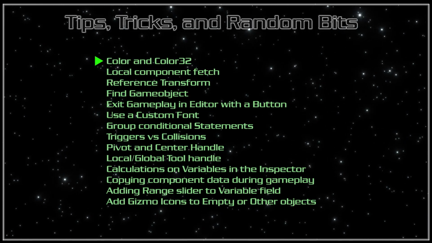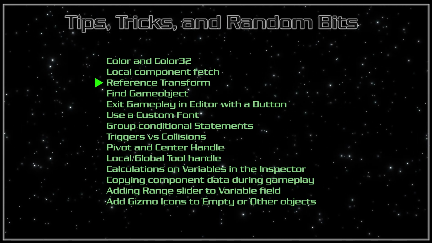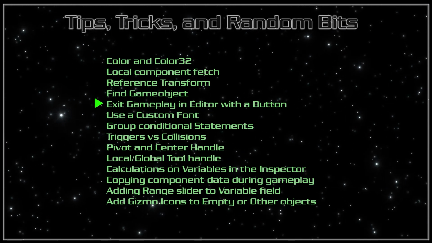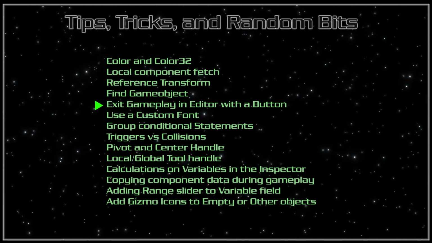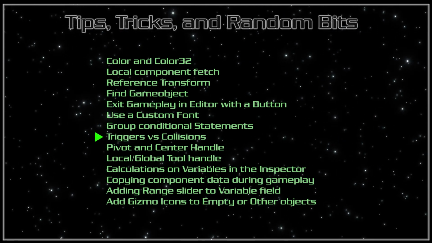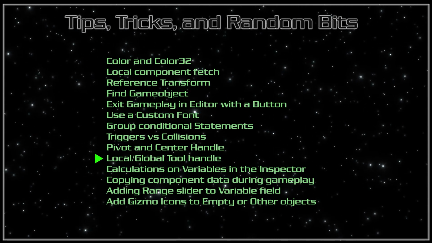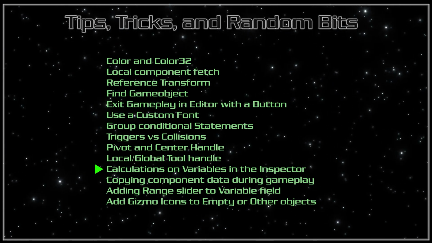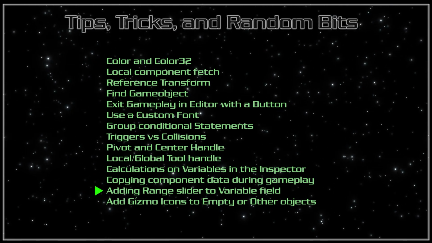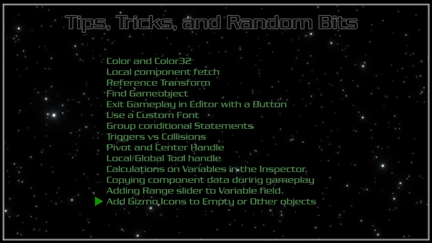We will cover Color and Color32, component fetching locally, reference transform rather than the Gameobject, find the Gameobject and keep it private rather than making it public for the inspector, exiting play mode in the editor with your own quit button, making a custom font to use in your game, grouping conditional statements, triggers versus collisions, pivot and center handle position, local and global and the tool handle rotation, calculations on variable fields in the inspector, copying component data while playing the game, adding a slider to a variable field, and adding a Gizmo icon to an empty object so that it can be seen in the scene.